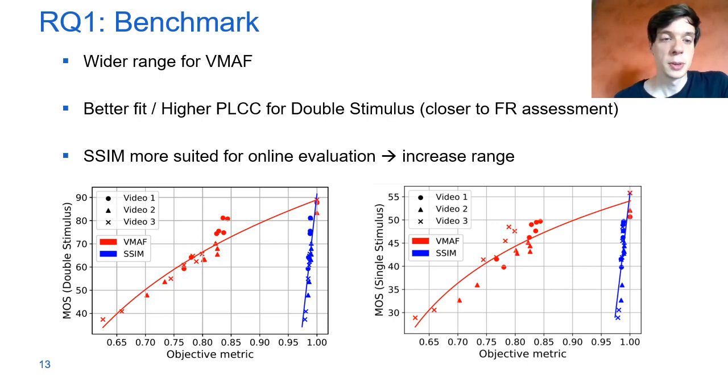Now, although VMAF is proving to be a good benchmark, it has a temporal component to it in its traditional implementation, which makes it not suitable for online evaluation. SSIM, which can be calculated frame by frame, is more suited to this end. So for that reason, we investigated whether we can increase the working range of SSIM by means of background removal.